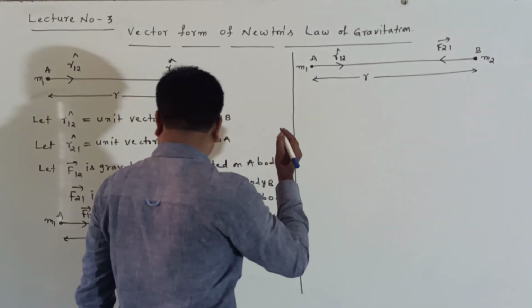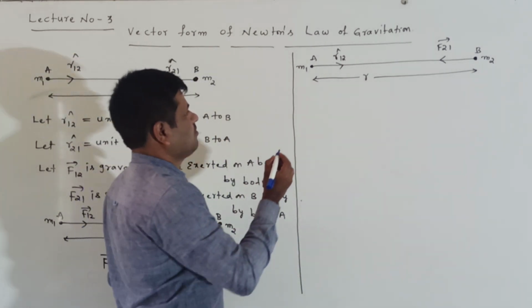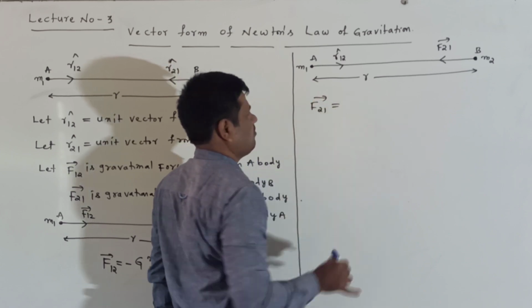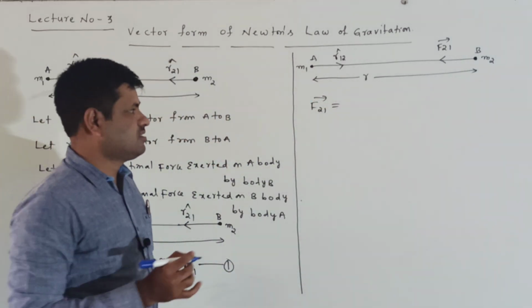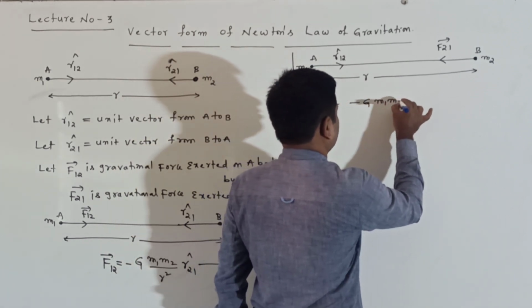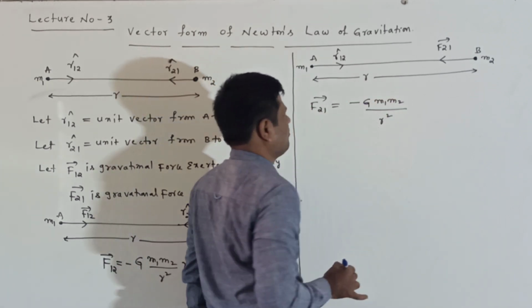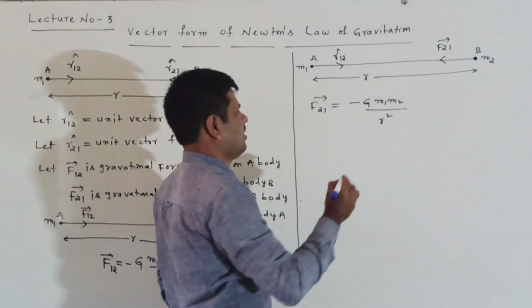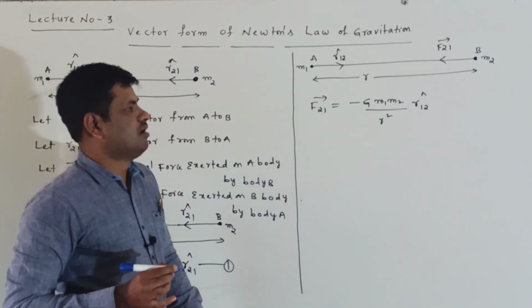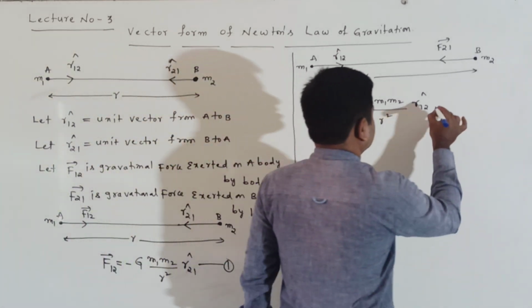Now here I am writing F21 bar. This is F21 bar equal to minus G into M1 M2 by the magnitude, into the unit vector. In the unit vector, what is considered here? R12 cap. Okay, right, this is given the equation number 2.